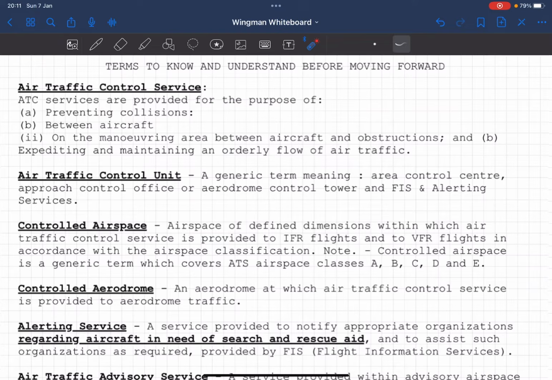While they are preventing those collisions, their secondary objective is what? To maintain and expedite the traffic flow. There should be no congestion. There should be a clear flow of traffic at all times. So their main objectives can be summed up in these two points.